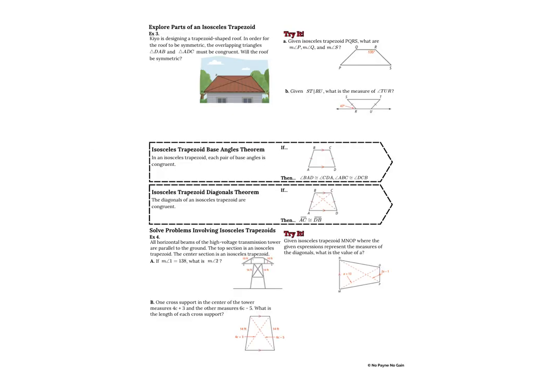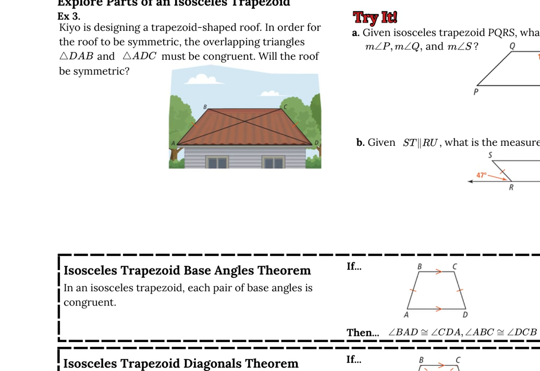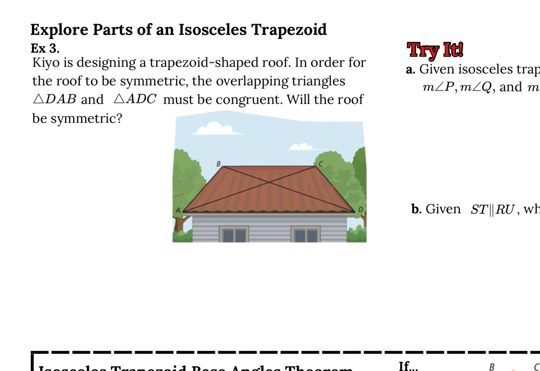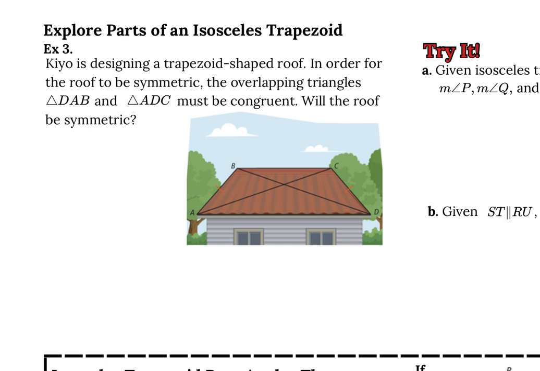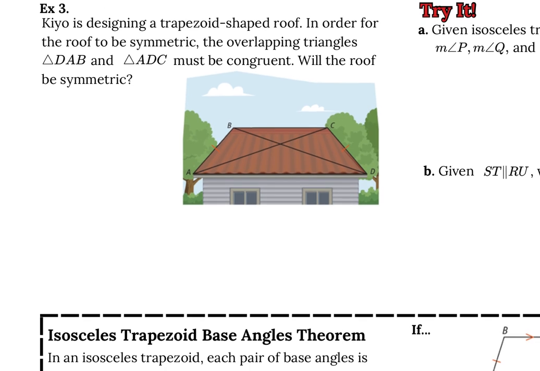All right, example 3. Kaio is designing a trapezoid-shaped roof. In order for the roof to be symmetric, the overlapping triangles DAB and ADC must be congruent. Will the roof be symmetric? So they already gave us two congruencies, so I know this is congruent to this one.